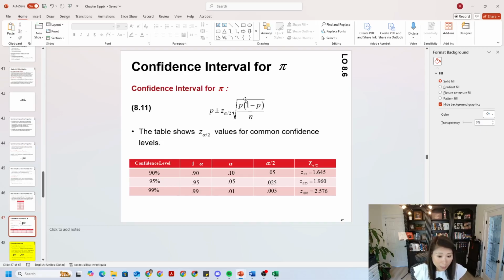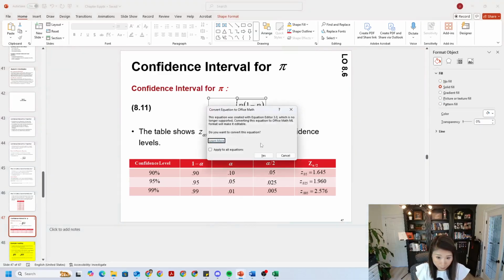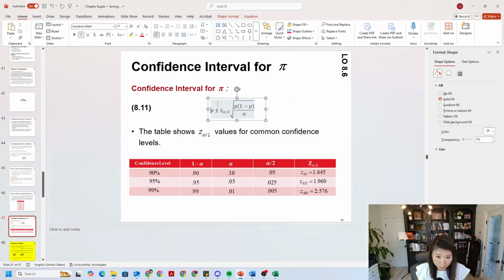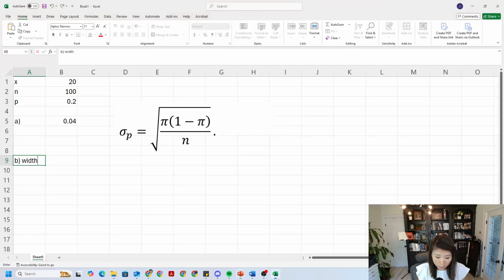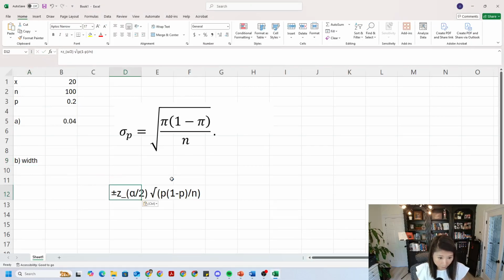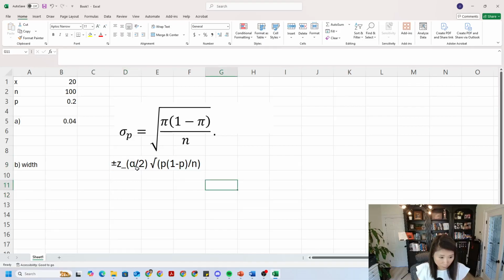And when we are thinking about the interval, then we need to consider how we can calculate the lower and upper boundary. If that's the case, I will copy the formula we need for question B to address this question. This is the section we are focusing on for the width: plus minus z statistic, times the square root of p times 1 minus p divided by n.